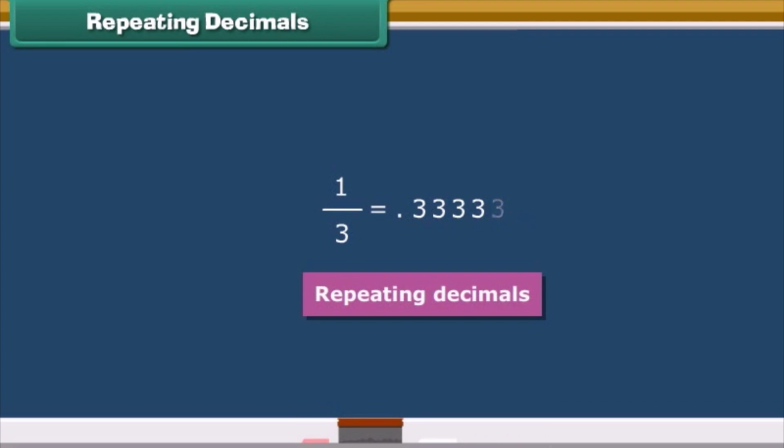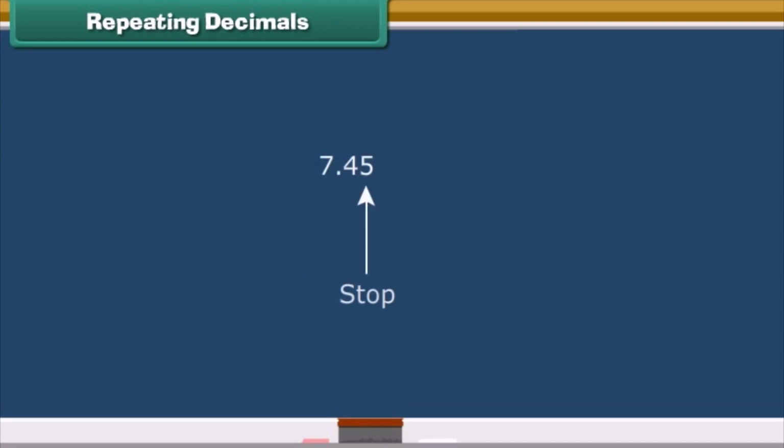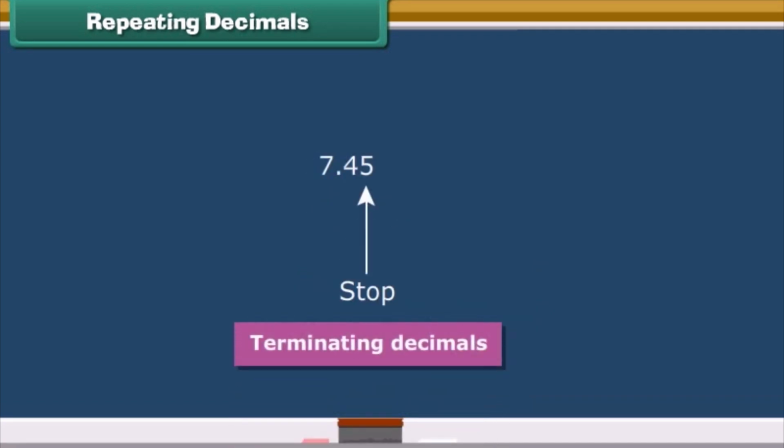You can round off the number after the 3/10 or 3/100, but it is more accurate to put a line over the last number. This line indicates that the number keeps on going. And the decimals that stop are called terminating decimals.